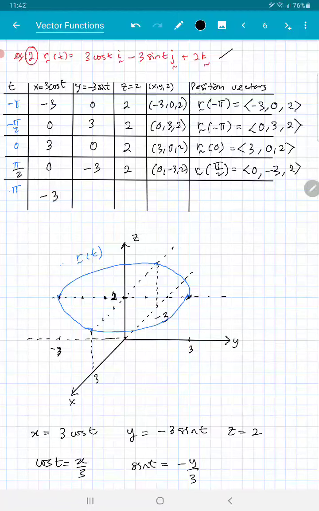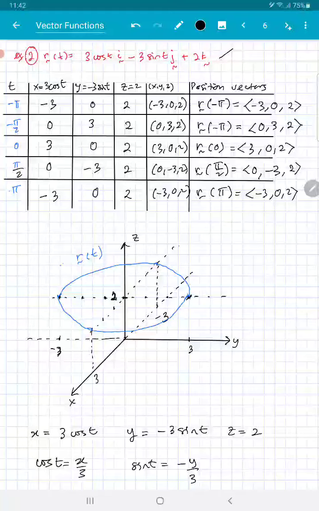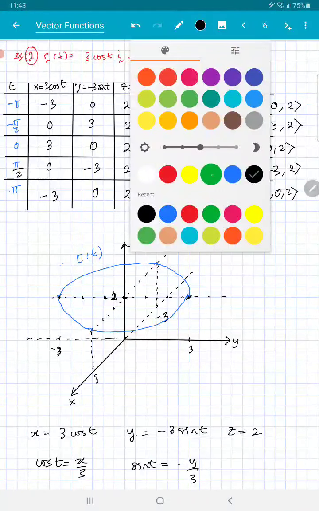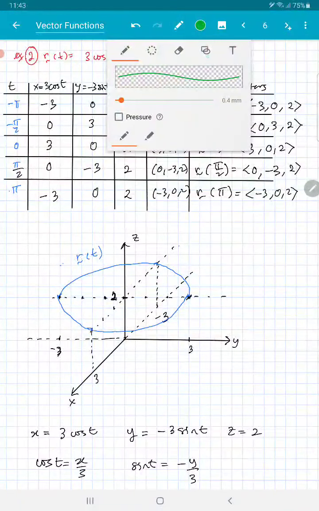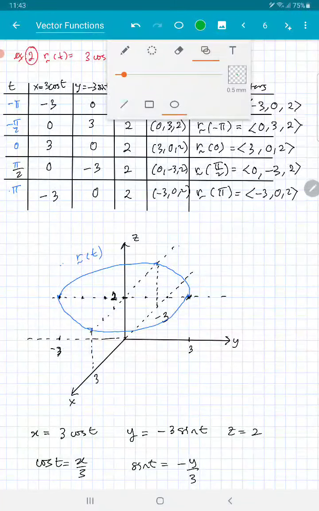And sine pi is 0, and z is always 2, so we have another point, negative 3, 0, 2, and we have another position vector which is negative 3i plus 0j plus 2k. Alright, now I'm going to sketch our position vector. Remember, position vectors start at the origin.